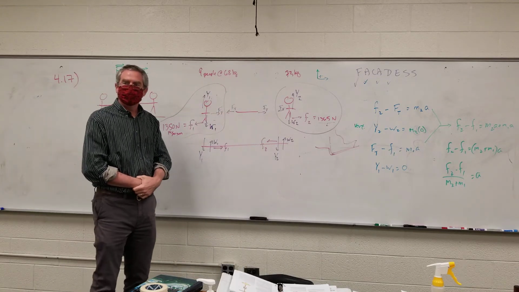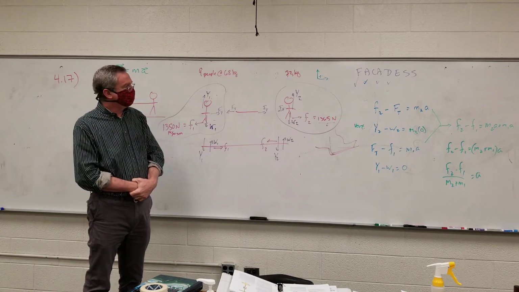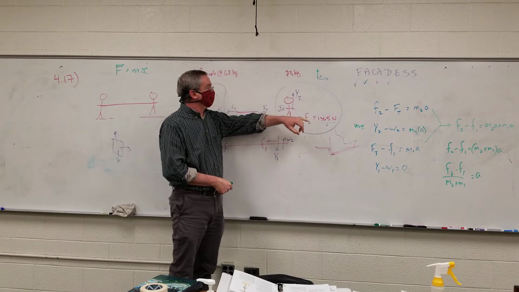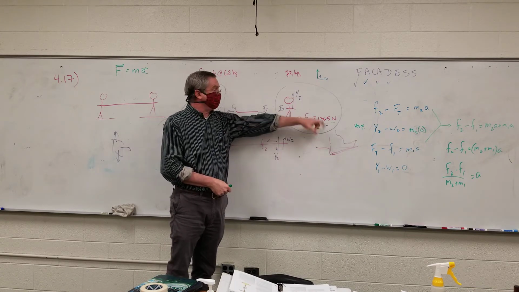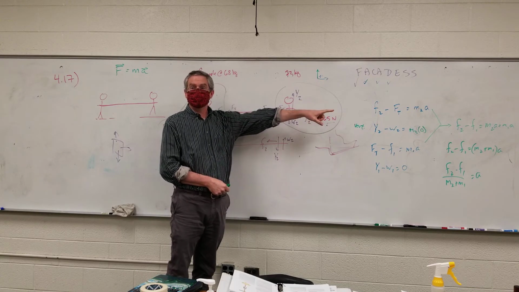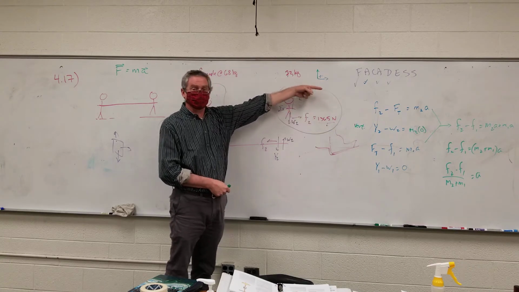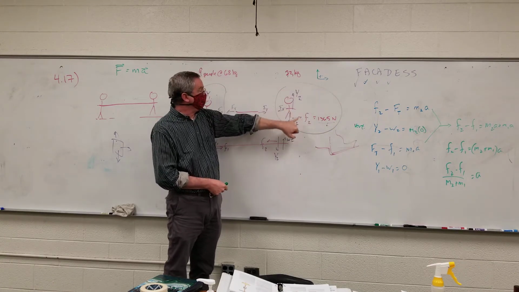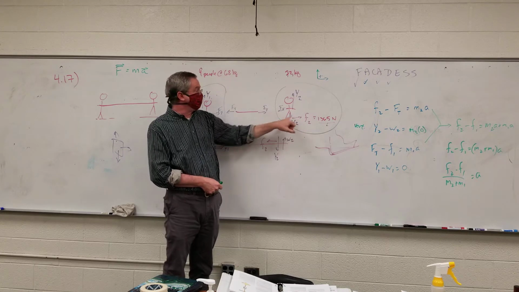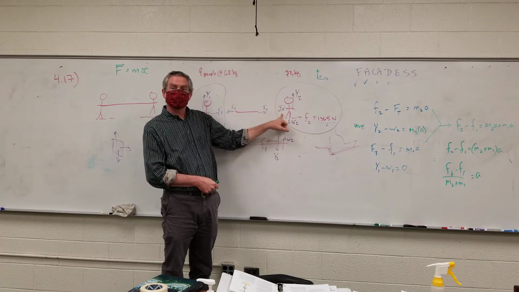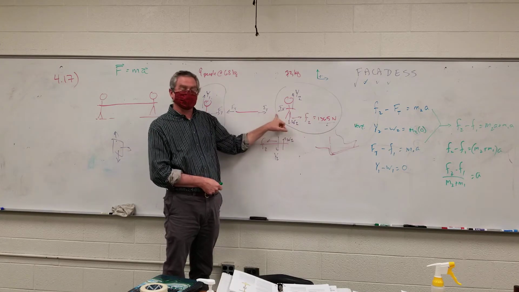Why did you subtract Ft from F2 rather than F2 from Ft? My gut feeling is that the acceleration is going to be to the right, and so I made to the right positive. And over here, my F2 is in the positive direction, my tension's in the negative direction. That's why I did F2 minus Ft.